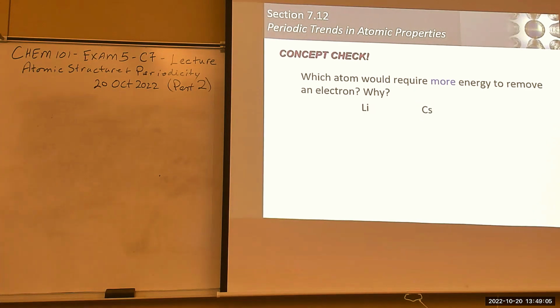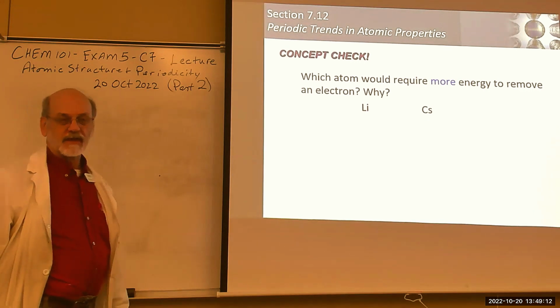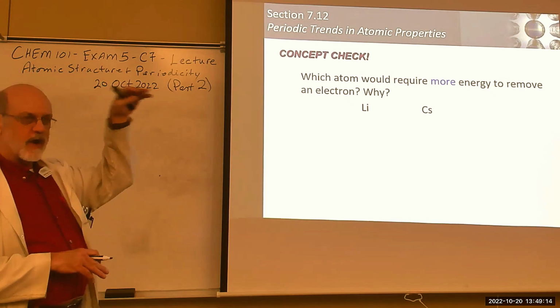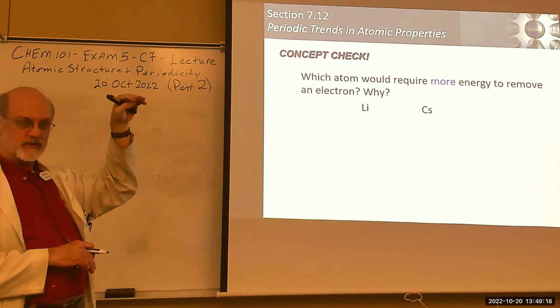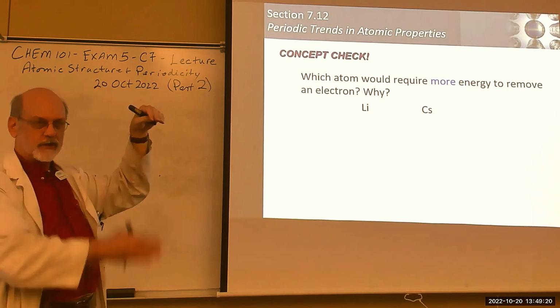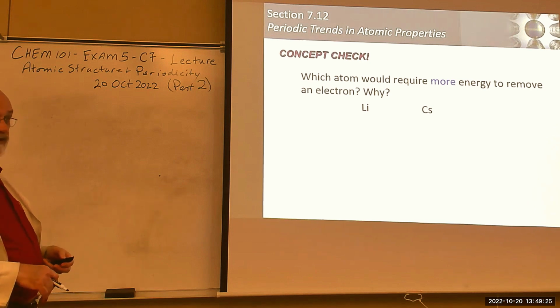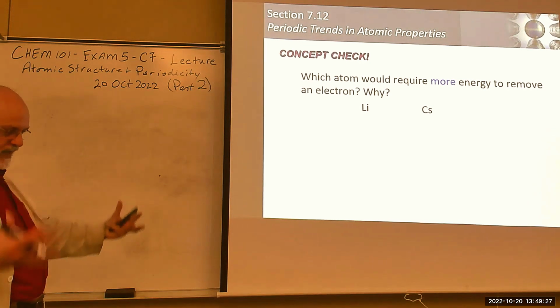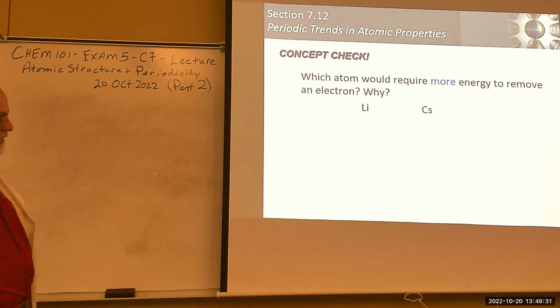How about this one? Which would require more energy to remove? Lithium and cesium. They're both alkali metals. Cesium's toward the bottom, lithium's toward the top. So lithium would take more energy to remove its first electron than cesium would because of the vertical trend. Cesium's lower. Its first electron to be removed is at a much higher energy level to start with, plus it's shielded by core electrons. So that would take more energy.